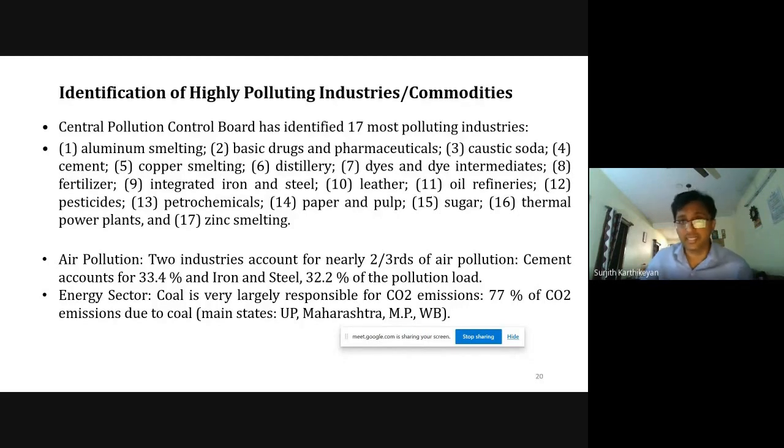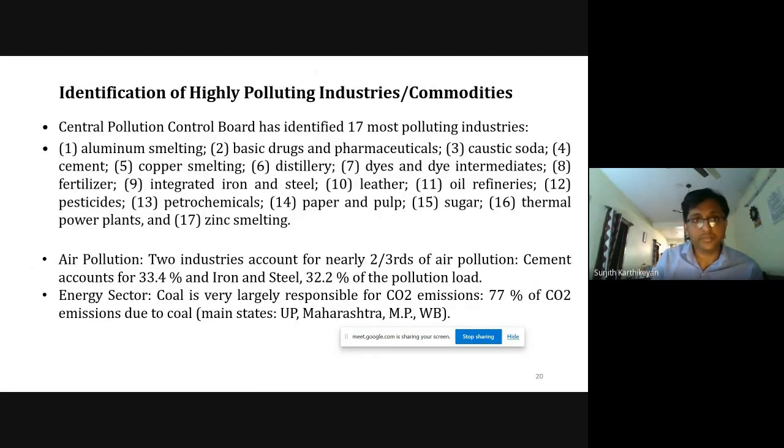Various scientific studies are there on how we can impose the rate of tax across various industries depending on the pollution they bring to the environment, meaning how they pollute the environment. Then air pollution: two industries account for nearly 2/3 of the air pollution. Cement accounts for 33.4%, iron and steel 32.2% of the pollution load. So they have the data, they have the scientific studies on how to decide on the rates of tax for different industries.